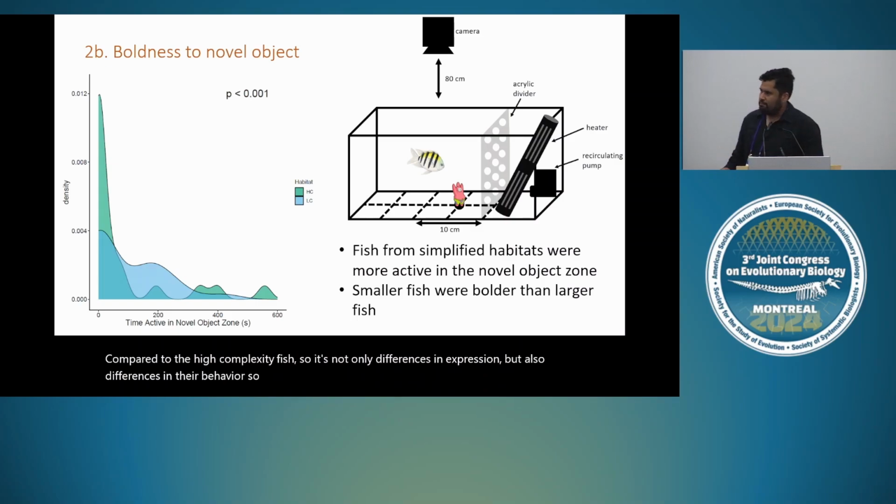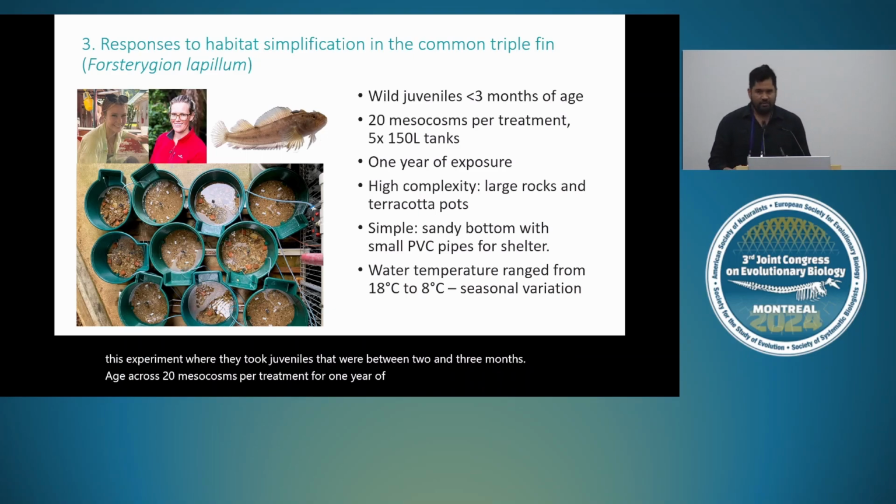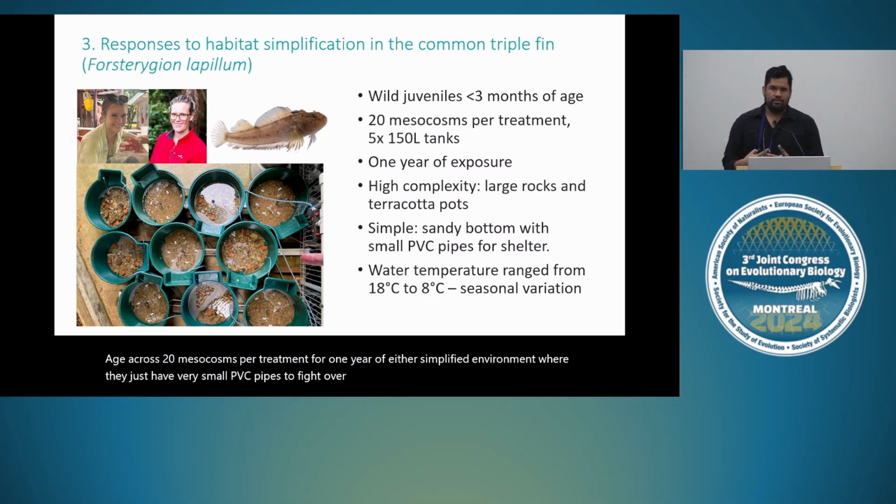So now we're trying to actually expand these questions, not just in coral reef fish, but also in more temperate fish. This is work that we're doing in collaboration with Eleanor and Bridie, where we're trying to understand what are the responses of habitat simplification in the common triplefin. So they actually ran for 1 year this experiment where they took juveniles that were between 2 and 3 months of age across 20 mesocosms per treatment for 1 year of either simplified environment where they just had very small PVC pipes to fight over, or these very complex ecosystems where there were large rocks and also these clay pots where they could hide.